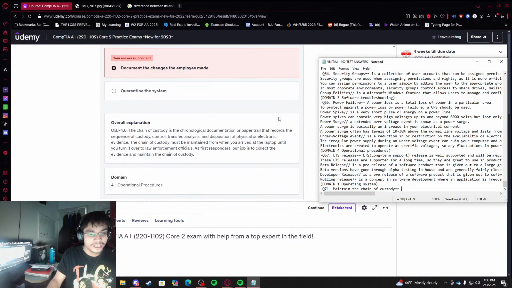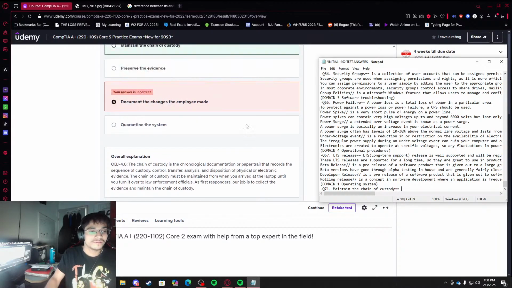And yeah, the chain of custody is the chronological documentation or paper trail that records the sequence of custody, control, transfer, analysis, and disposition of a physical or electronic evidence. The chain of custody must be maintained when you arrived at the laptop until you turn it over to law enforcement officials. As first responders, our job is to collect the evidence and maintain the chain of custody.